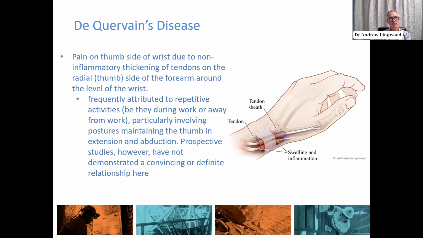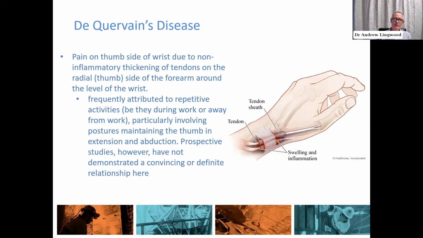This is a condition where some tendons, called the APL, or abductor pollicis longus, and the EPB, or extensor pollicis brevis, on the thumb side of the wrist, over here, become thickened and painful as they go through some little tendon sheaths going into the hand, as you can see in the diagram there.